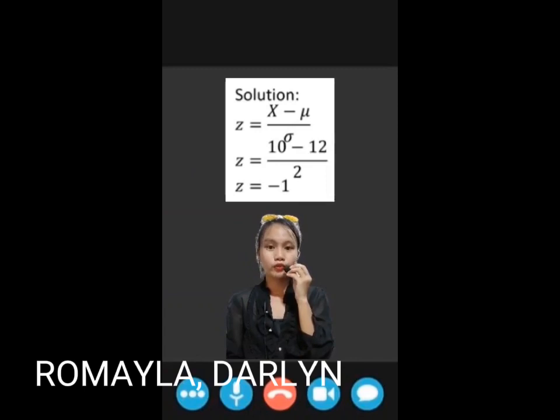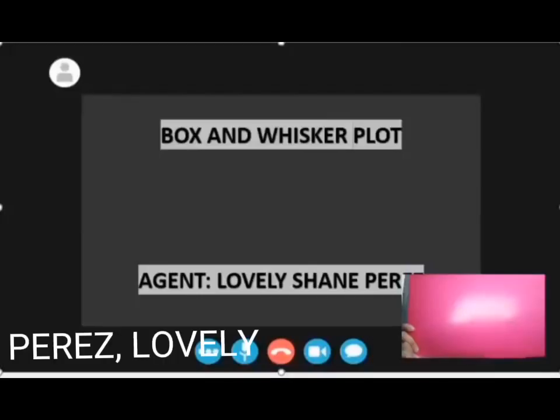By substitution, we have z equals 10, the given score, the value for x. The population mean is 12 and the standard deviation is 2. And then by simplifying, we have 10 minus 12, which results in negative 2. Negative 2 divided by 2 is equal to negative 1. So the z-value is negative 1. That means the given score of 10 is 1 standard deviation below the mean.